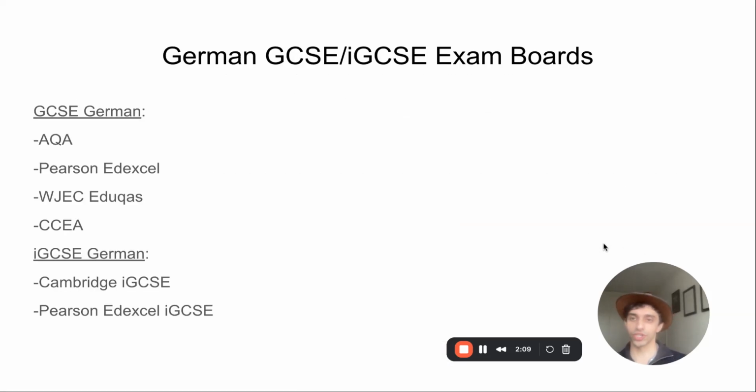So moving on now to the German GCSE and iGCSE exam boards. We're not going to go into more depth on this. This is just a snapshot of the different exam boards for GCSE and iGCSE German. And as I always say, it is good to be aware of which exam board you are following, as there are variations and differences from exam board to exam board.